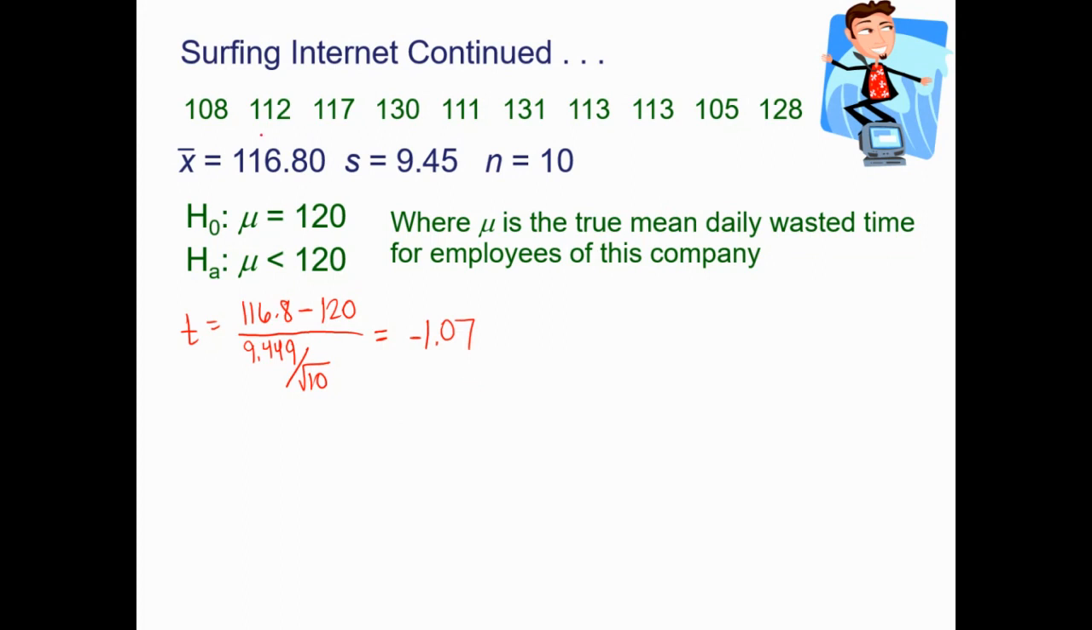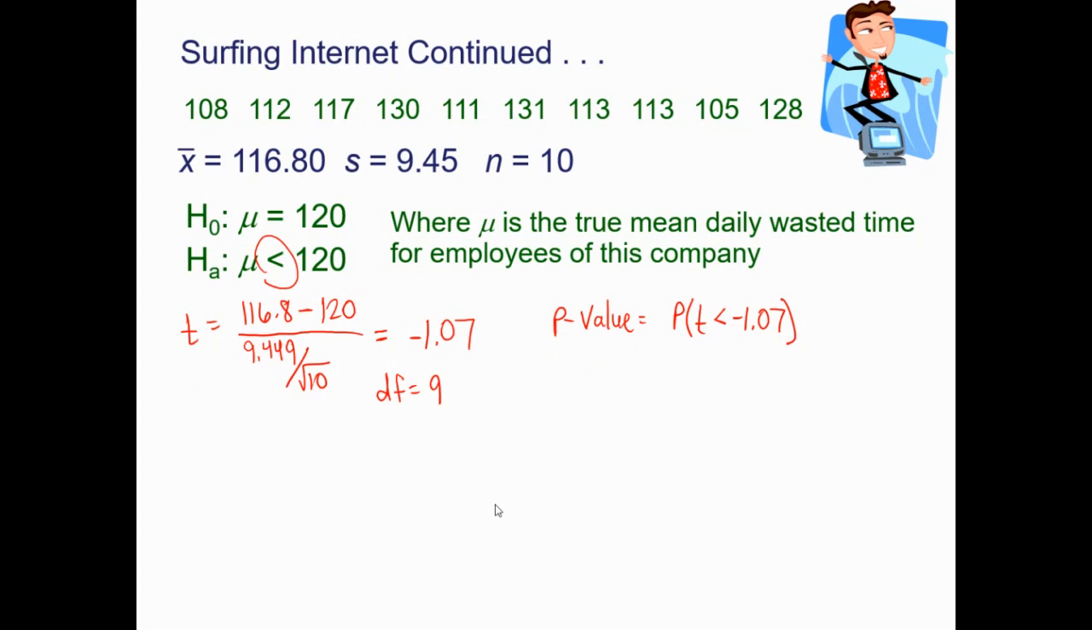Okay, what kind of test is this based on our alternative? The left tail. So to get the p-value, we need to find the probability that t is less than negative 1.07. What degrees of freedom would we have? 9.